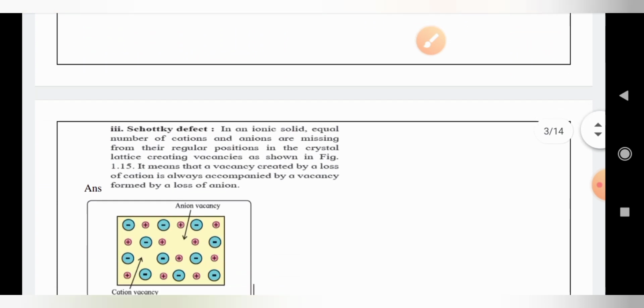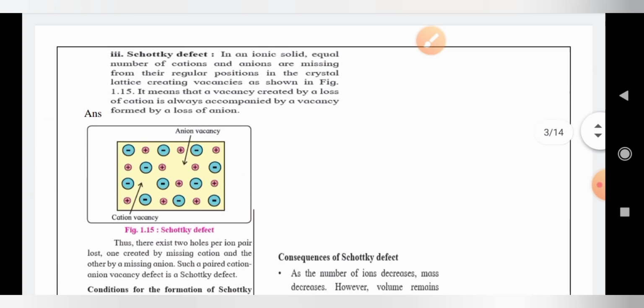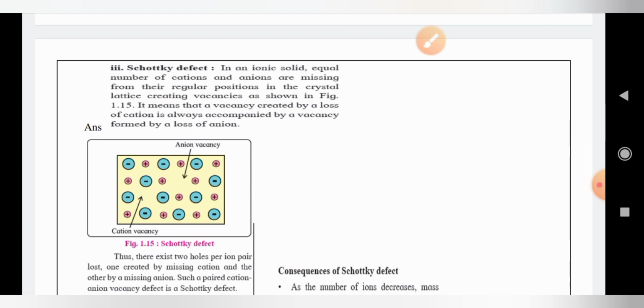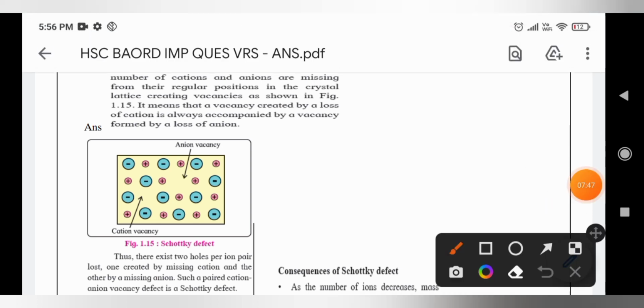Next, Schottky defect and Frenkel defect. This is Schottky defect in an ionic solid, a very important one. Schottky defect arises in ionic crystals. So this example is given in front of you. This is an ionic crystal example. So in an ionic crystal, there is a regular position of a crystalline solid.